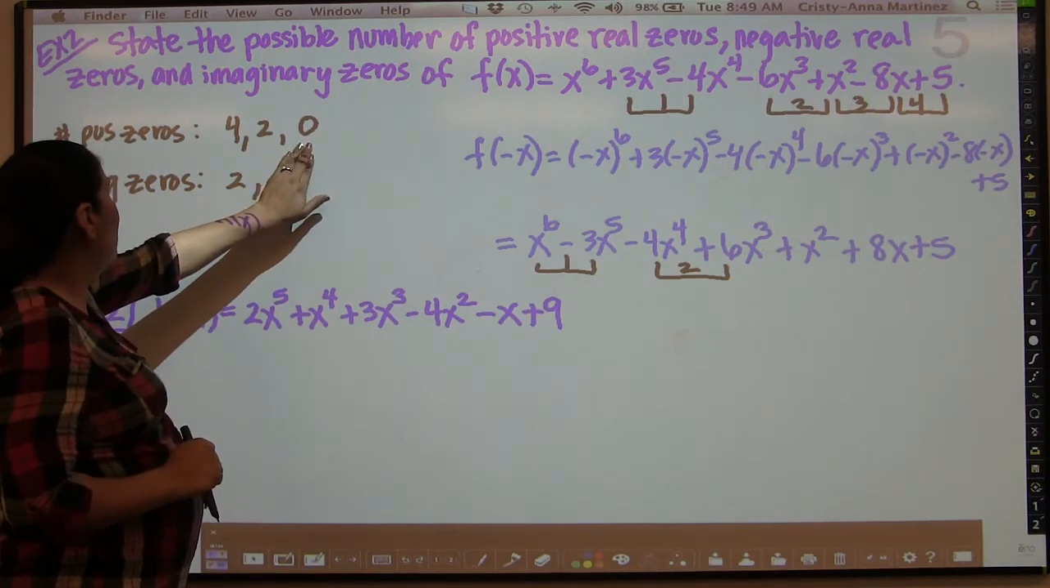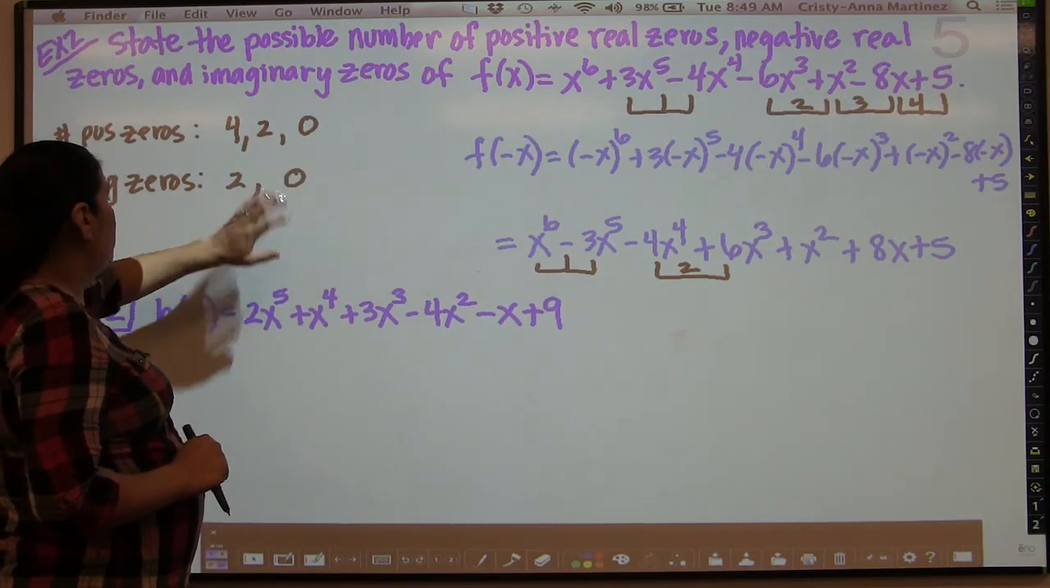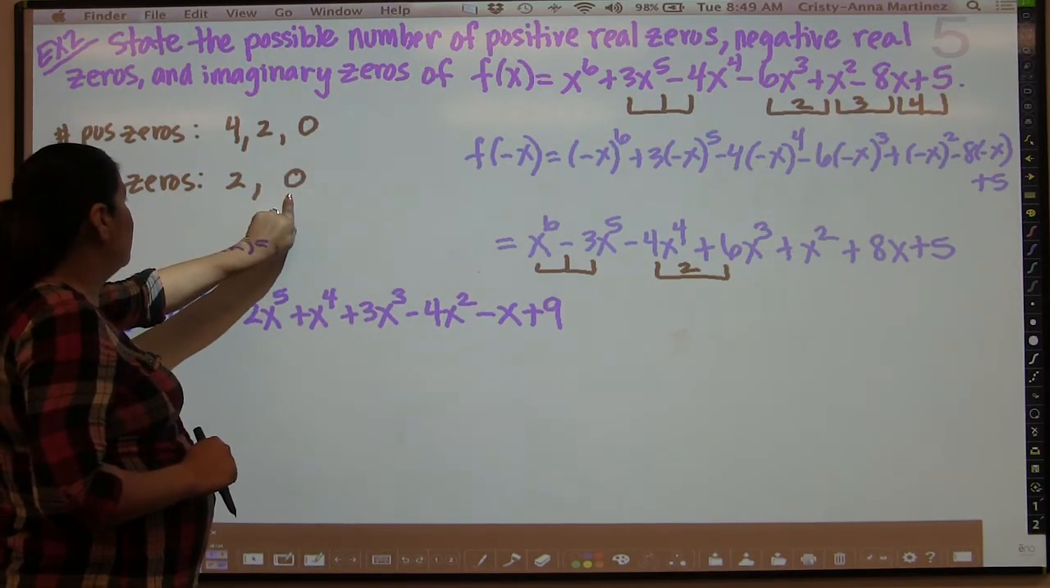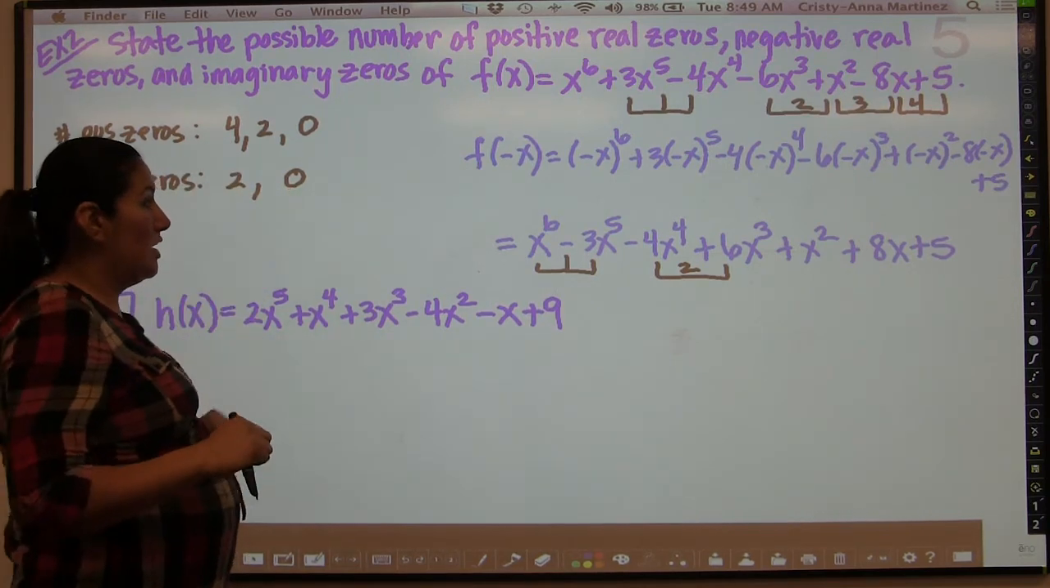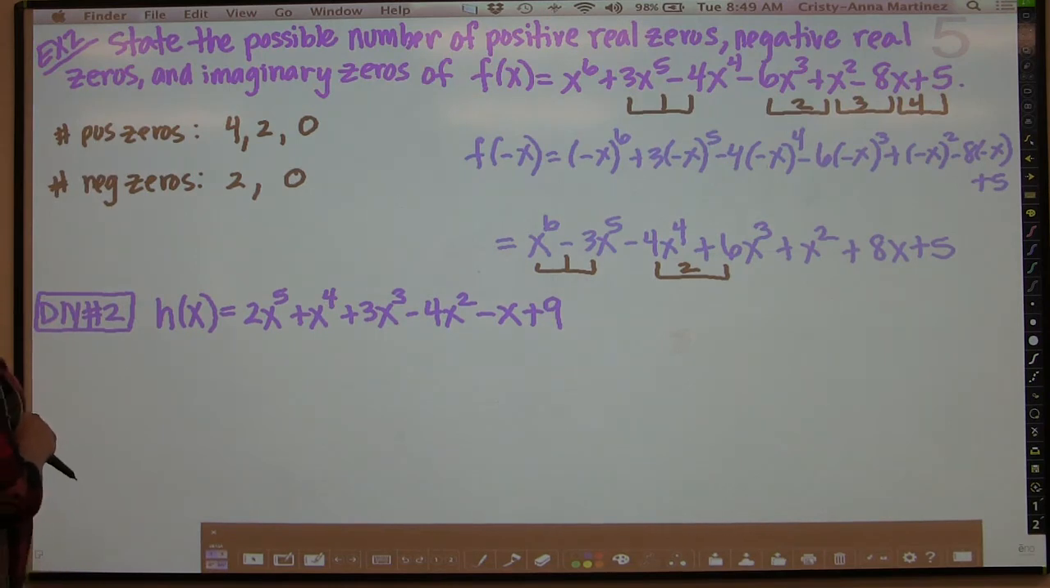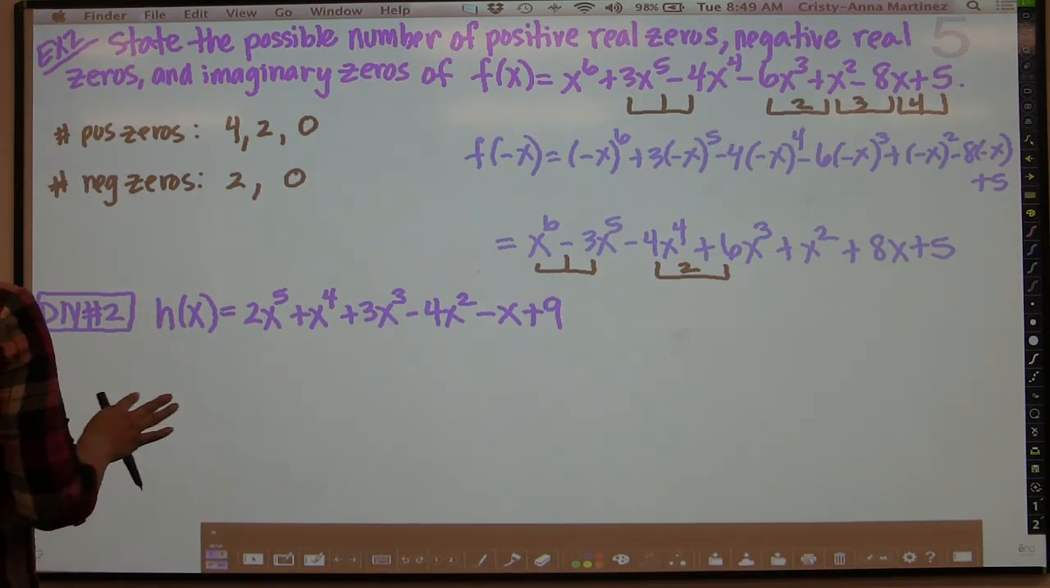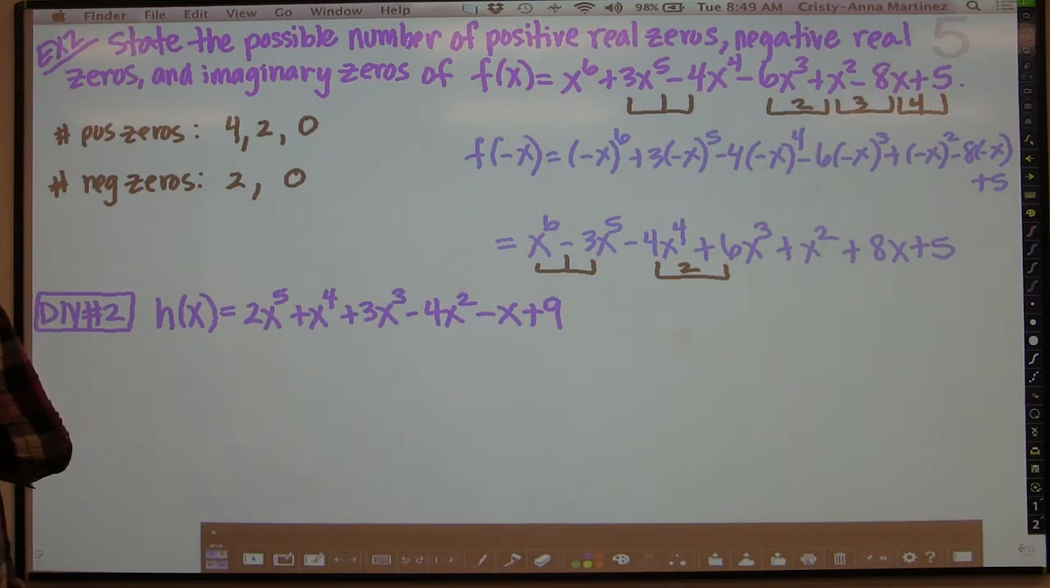If you have no positive zeros, I think I already went to that scenario, you could have no negatives. So if you have 4 positive and no negative, that means the other 2 are imaginary. So we've talked about the number of positive and negative zeros, that's Descartes' rule of signs. And so the last part of the question that we need to answer is the imaginary zero situation.